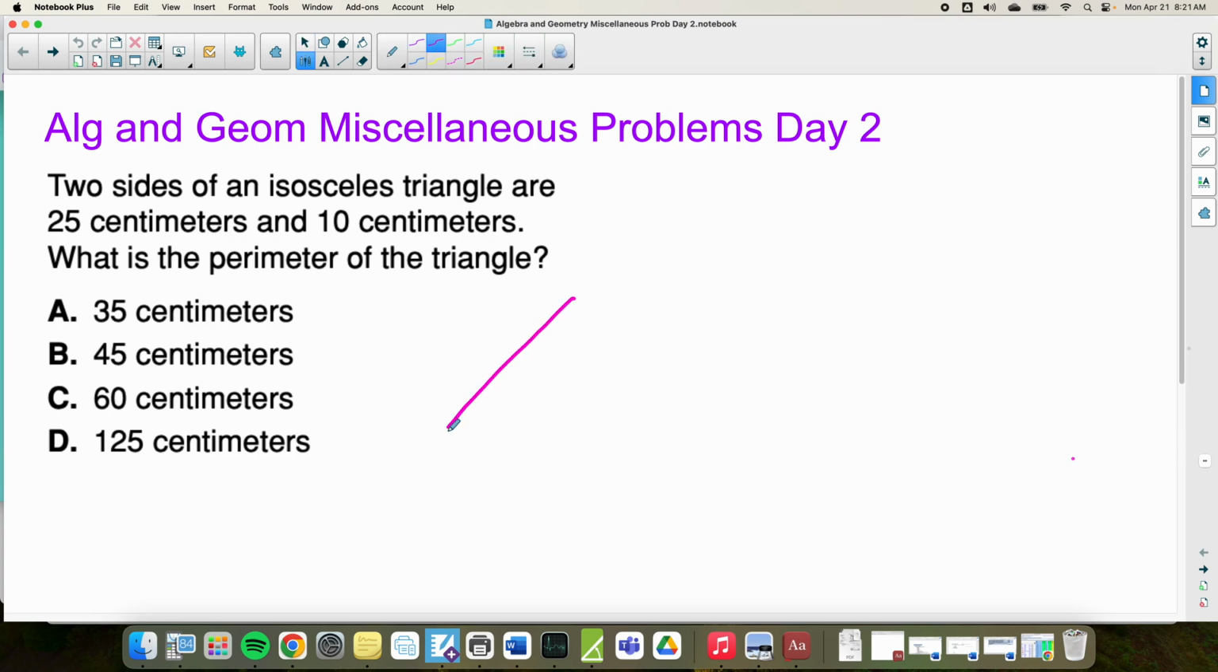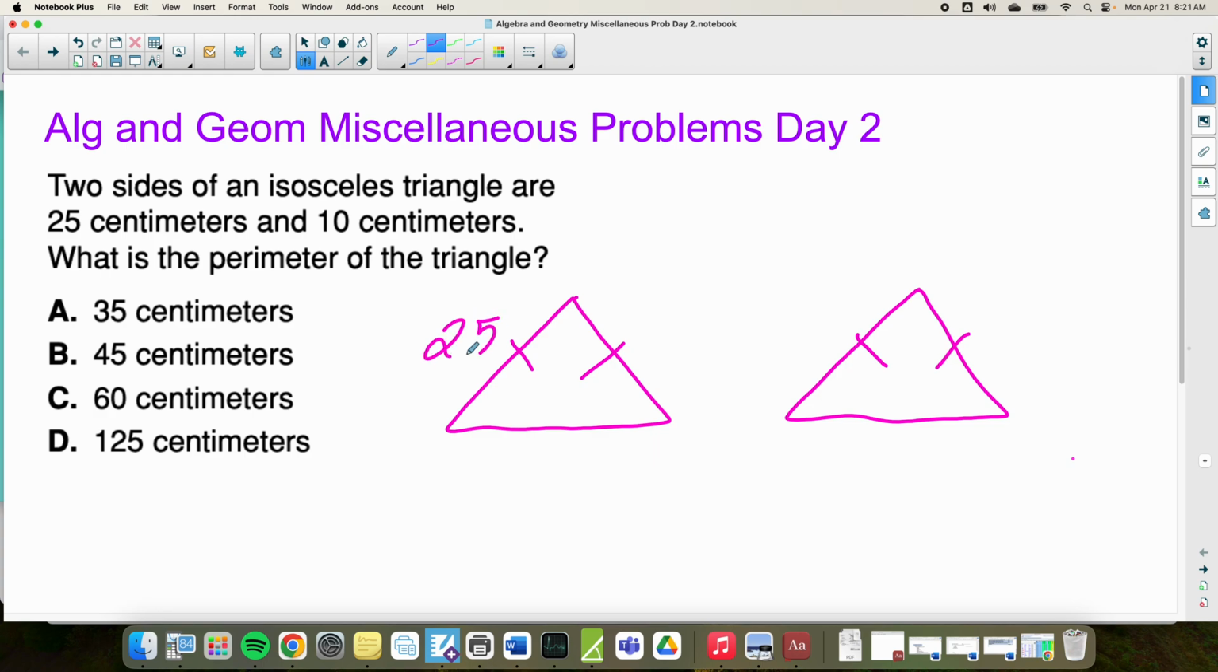So what we have here are two different scenarios. Isosceles triangles mean two sides are the same. We know one of the sides is 25 and one of the sides is 10, but we don't know which side has two of the same. So we could have 25, 25, and 10, or we could have 10, 10, and 25.